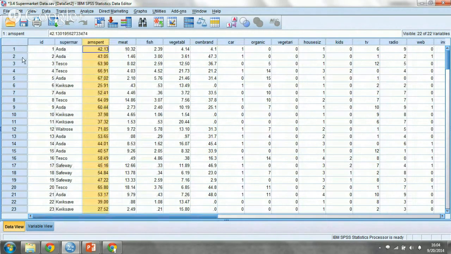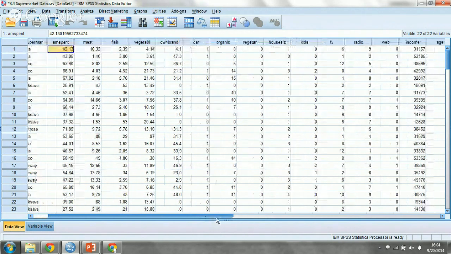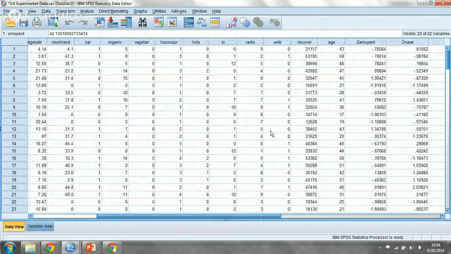So again, we talked about cases. Cases are each of the respondents, or one respondent's responses across all of the variables. Well, now they have a z-score for that response. So in this instance, the person's amount spent was $42.13. If I scroll over now, I see a z-score for case 1 saying that this person is minus 0.766 standard deviations from the mean.